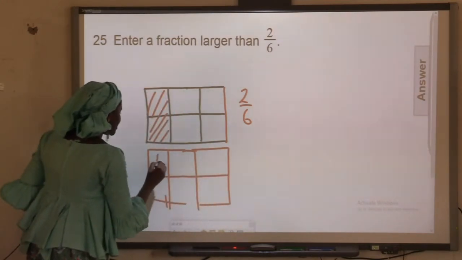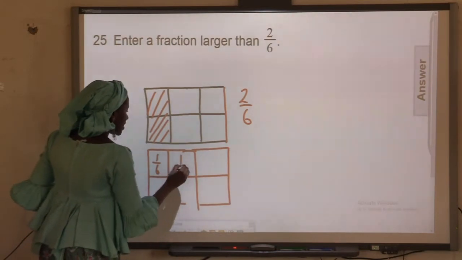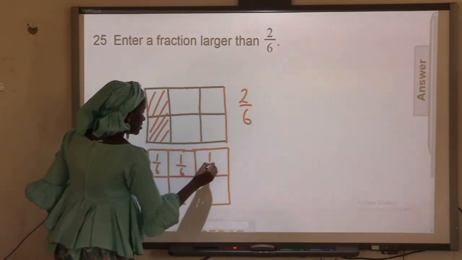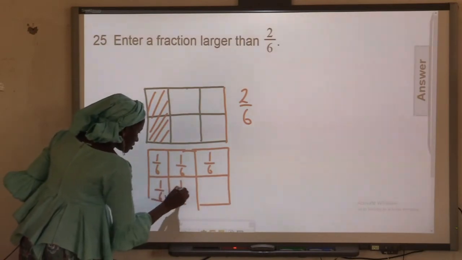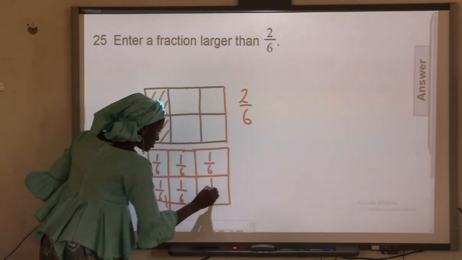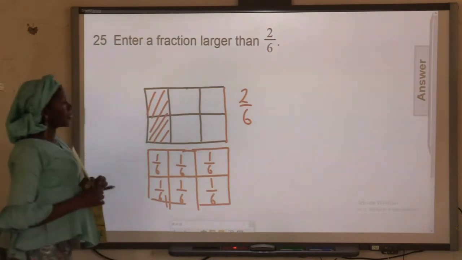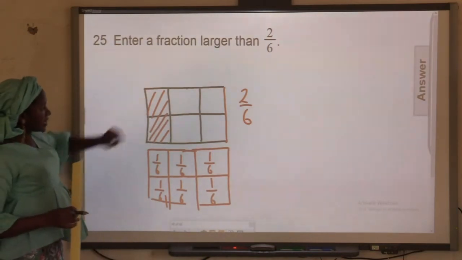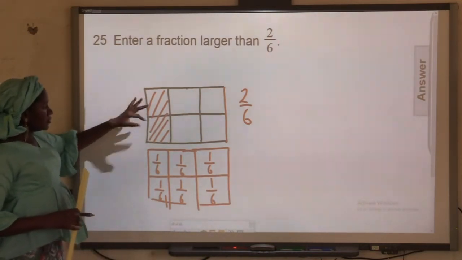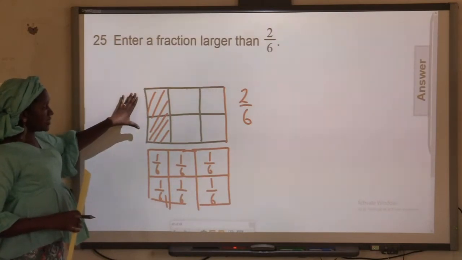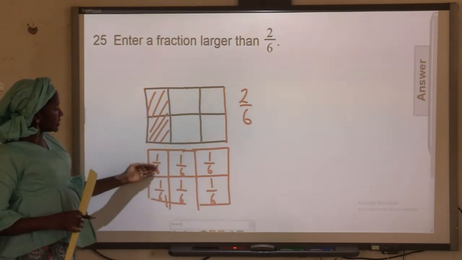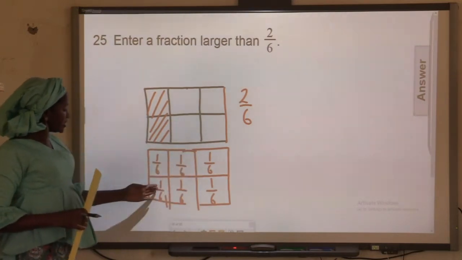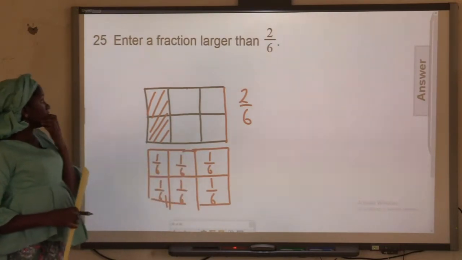this is 1/6, 1/6, 1/6, 1/6, 1/6, 1/6. And in this first diagram you are seeing, the two portions are shaded, which is 2/6. And here you are seeing 1/6, 1/6, 1/6, 1/6, 1/6, 1/6.